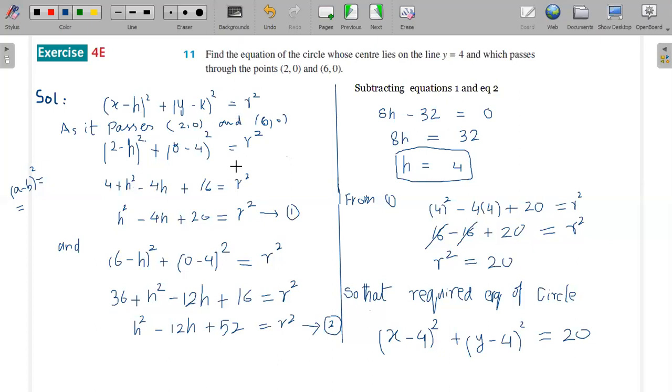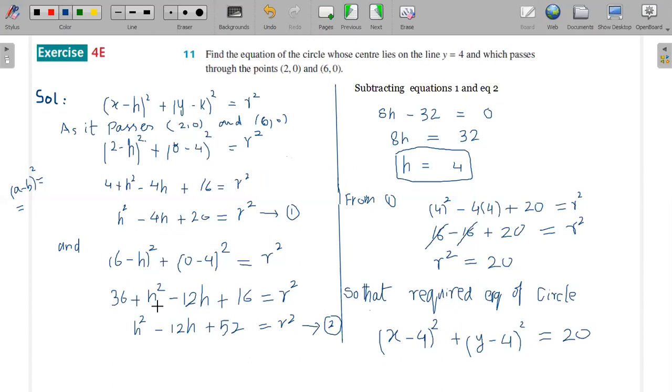So we will then put these values. Again, now we put the second point, 6 0. So 6 minus h whole square plus 0 minus 4 whole square equals r square. Again the same, we just put x as 6 and y as 0. Now again we will do this by using the formula with the rule.